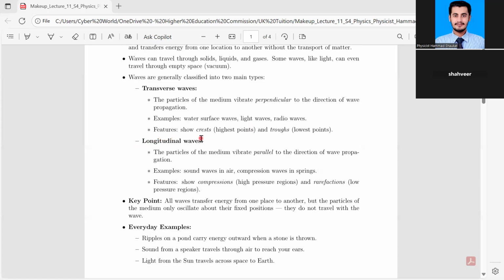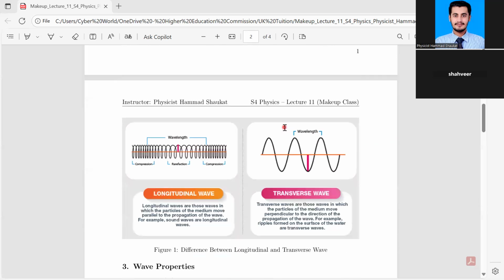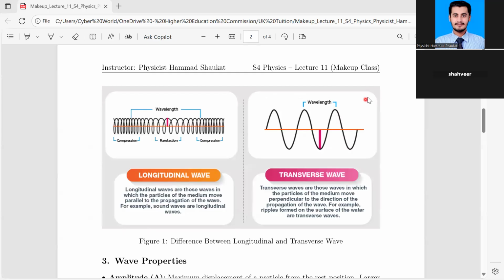What are the features? It shows crest, the higher point, and trough, the lower point. Do you know what is meant by crest and trough? The trough and the peak. Yes, the peaks. But the crest, which peak? The highest peak, the upper peak, or the lower peak? I think the crest is the highest peak, the upper peak. The crest. Okay. Yes. And the trough, the lowest. Yes, lower. Let me show you from this wave illustration.